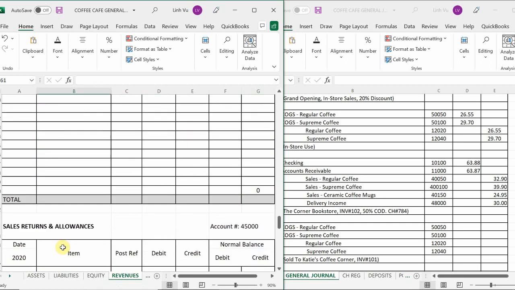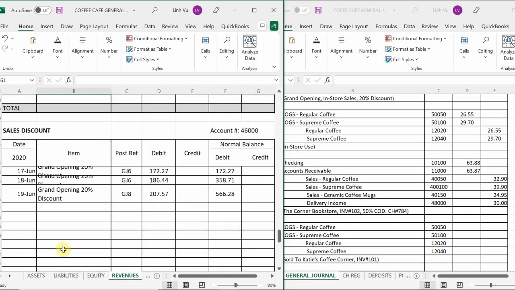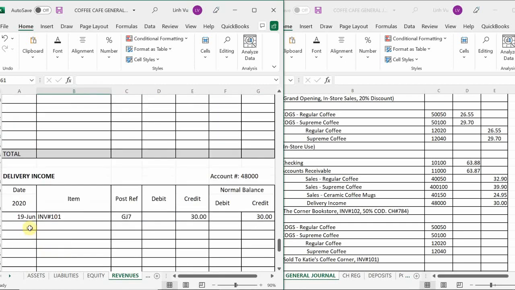Okay, perfect. Last but not least, we've got delivery income. Where's the way to find delivery income? Here it is. We sold to invoice number 102, General Journal 8, for an additional $30. So what's my account balance? Yeah, $60. Good.